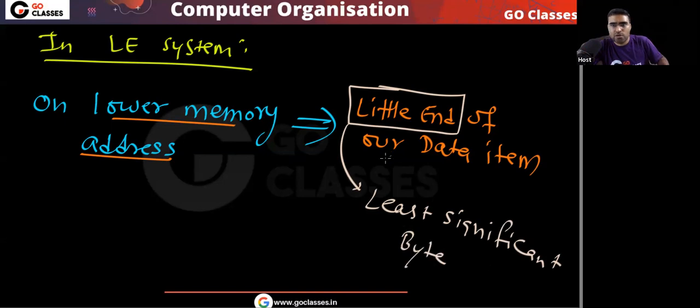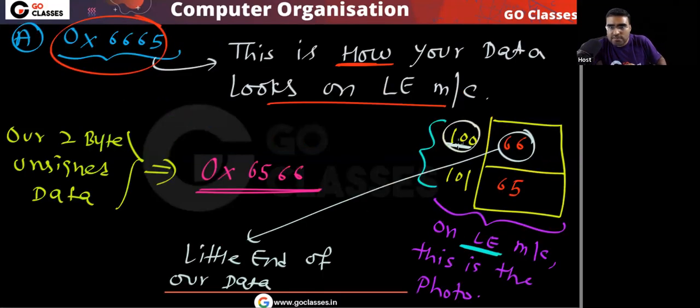Least significant byte of our data item. So on the lower address, what are we putting? This is the lower address. On the lower address, we are putting the little end.